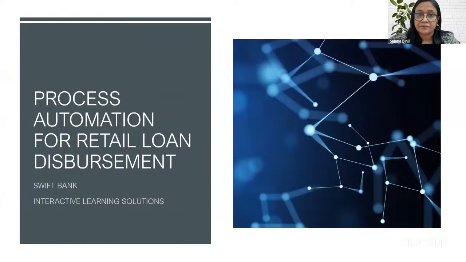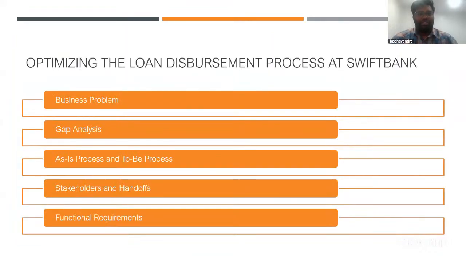So as I already spoke, it's about the process automation for the retail loan disbursement for SwiftBank. The key areas for our discussion today are the business problem that we are addressing, and the gap analysis where we have identified the pain points and suggested solutions for the same. Thereafter, we'll move to the as-is process and to-be process with solutions. Then we will go through the stakeholders and handoffs, and later the functional requirements.